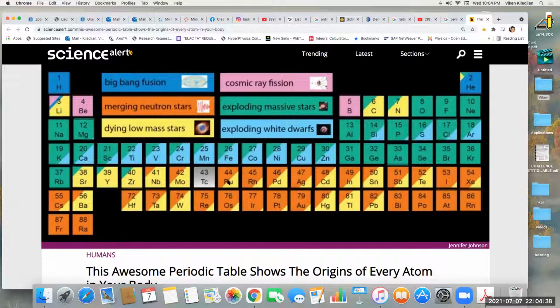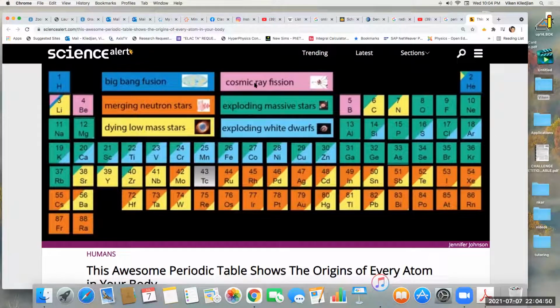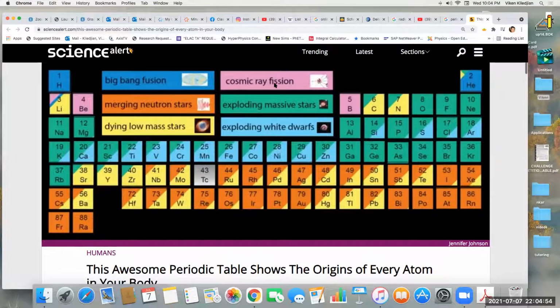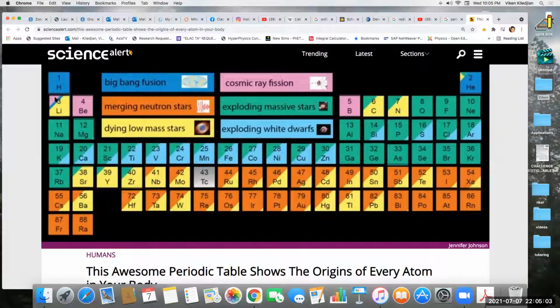You see? And then there is this one, Tc. I'm not sure why that color is different. The atomic number 43 is a bit different. Oh, then there are two elements that are made by cosmic ray fission. That's something different: fission of an atom by cosmic rays. So that's boron and beryllium and a little bit of lithium. So it's kind of nice to see the breakdown of how these things are made and how we owe our lives to the production of these materials.